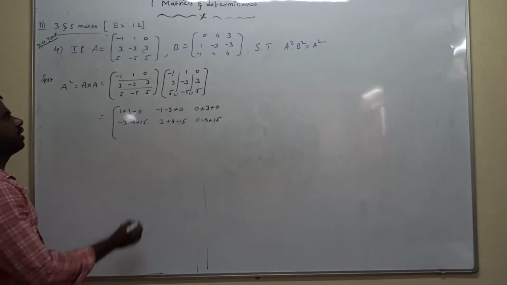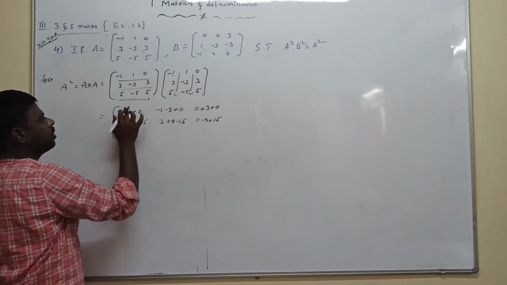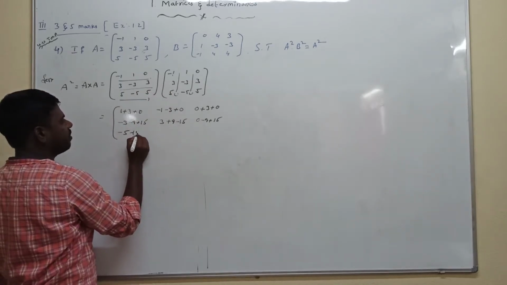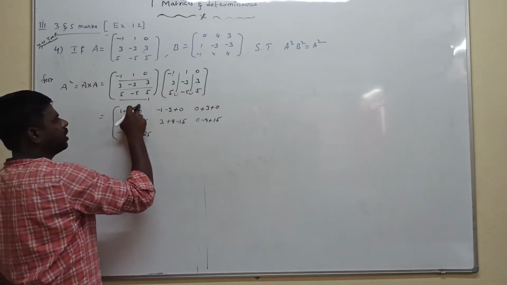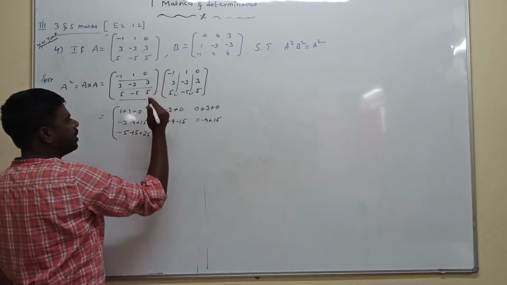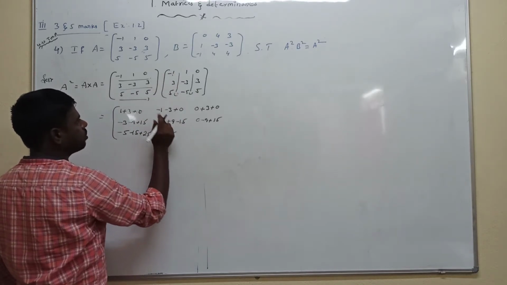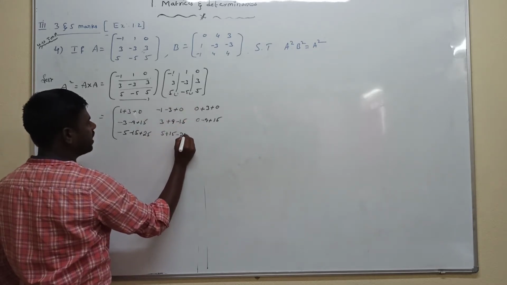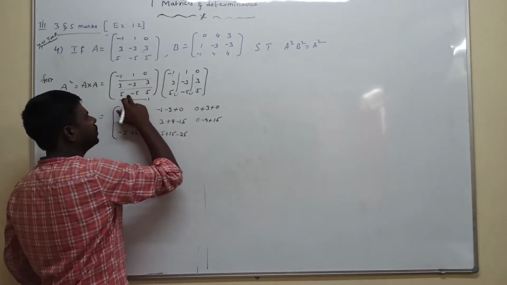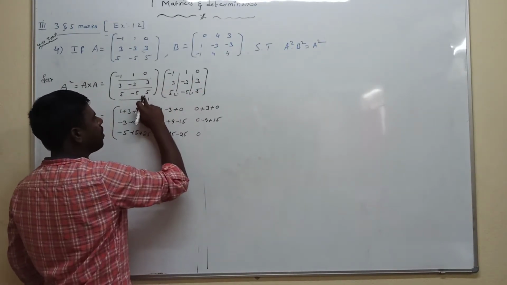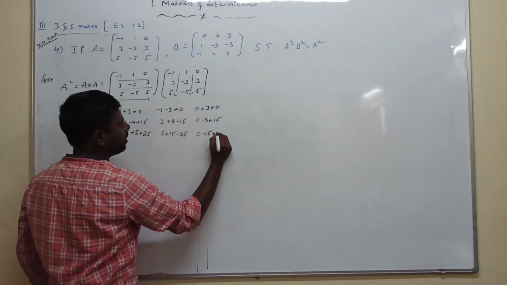Next product with third row, first column: 5 into minus 1 is minus 5, minus 5 into 3 is minus 15, plus 5 into 5 is 25. Next, third row, second column: 5 into 1 is 5, minus 5 into minus 3 is plus 15, 5 into minus 5 is minus 25. Next, third row and third column: 5 into 0 is 0, minus 5 into 3 is minus 15, plus 5 into 5 is 25.